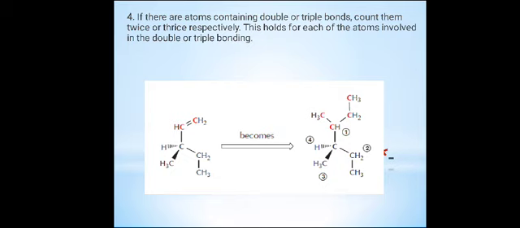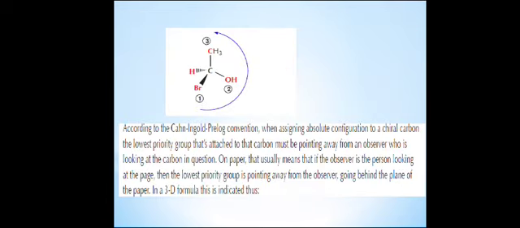Here a bulky group is there which carries the first priority, and the atomic number of hydrogen is less, so we give it priority number 4. According to the Cahn-Ingold-Prelog convention, when assigning the absolute configuration to the chiral carbon, the lowest priority group attached to the carbon must be pointing away from an observer who is looking at the carbon in question. On paper, that usually means that if the observer is the person looking at the page, then the lowest priority group is pointing away from the observer and going behind the plane of the paper.